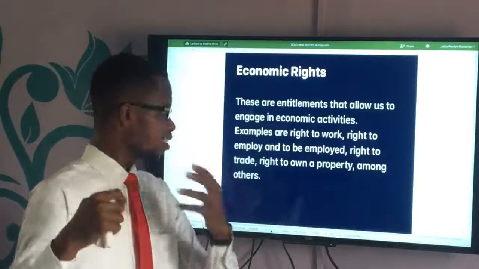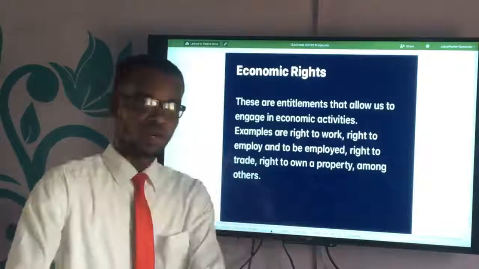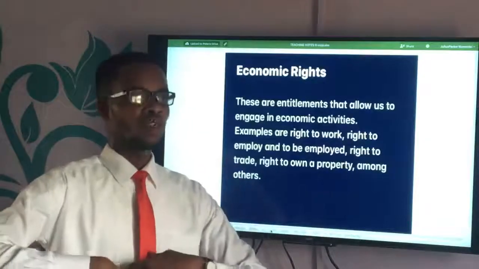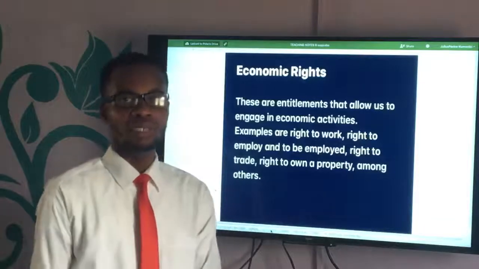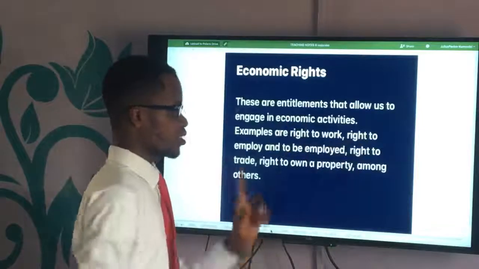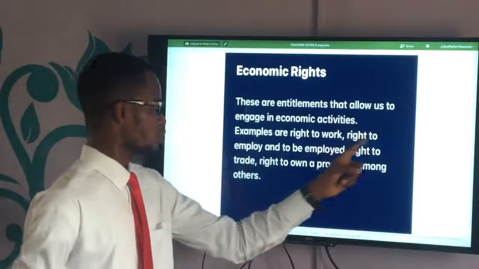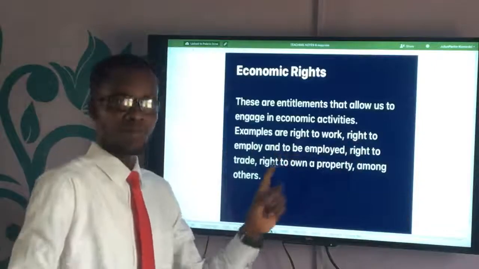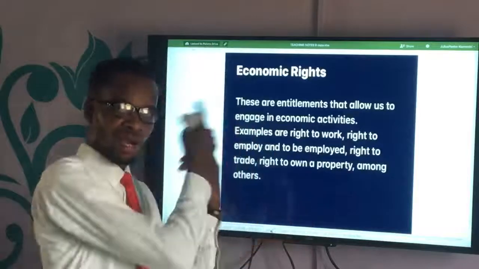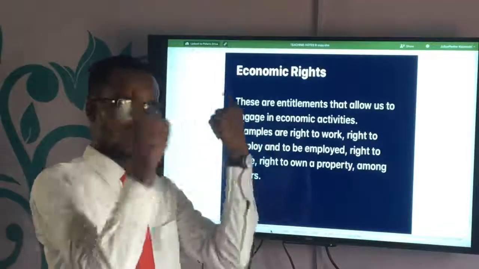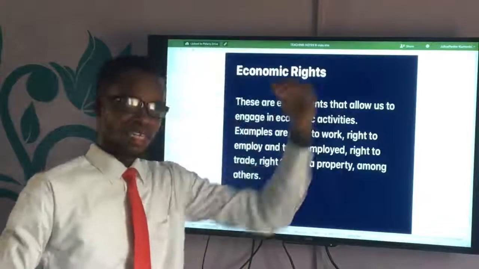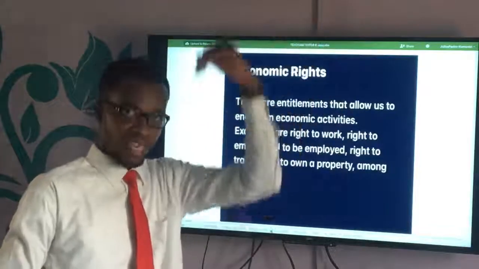Then you have the right to employ. You can set up a company and employ people to work. If you don't have the capacity to establish your own company, you can also be employed by someone. So take note, this is just one example. Don't separate it. Right to employ and to be employed is just one example. All these are examples. The ones we've seen already are also examples. Then these become the types. So we have the types, and then we have other categories, and then we have the examples.